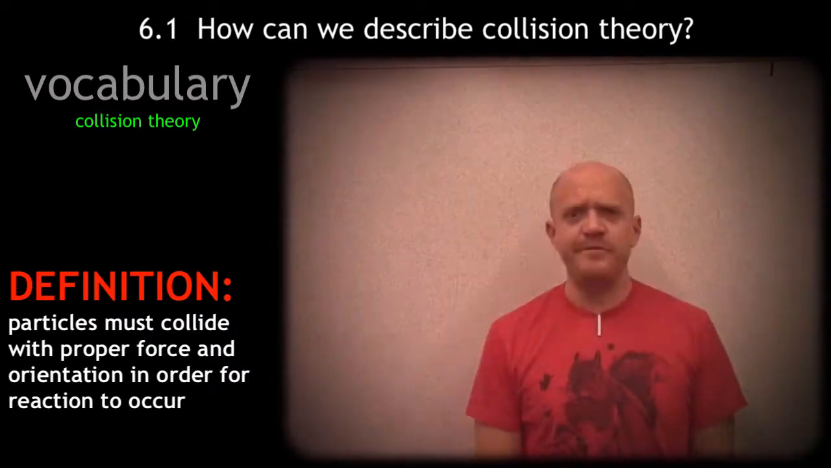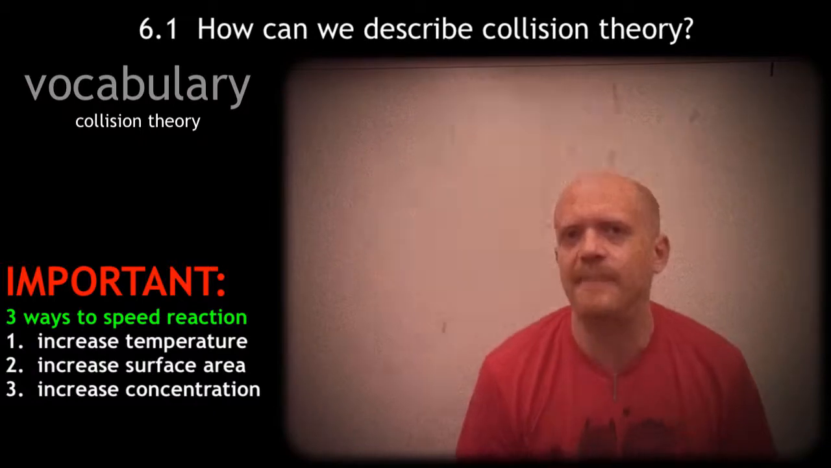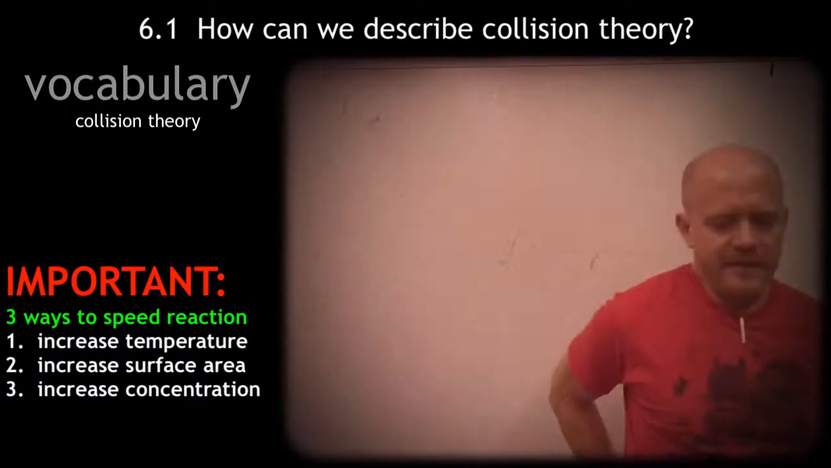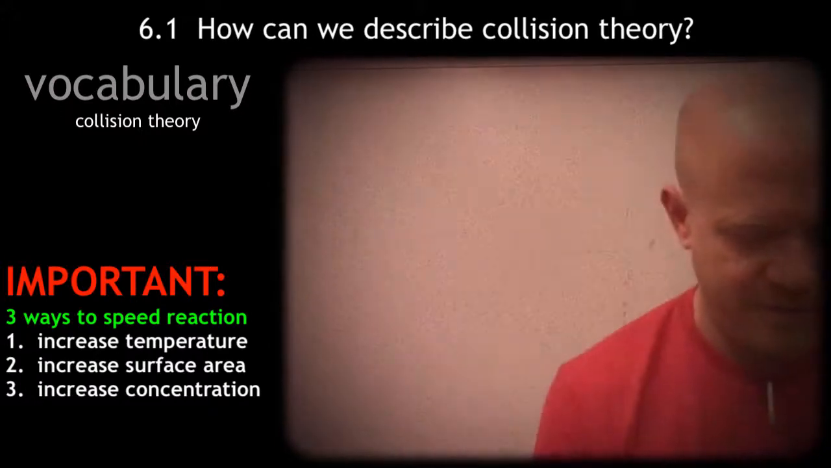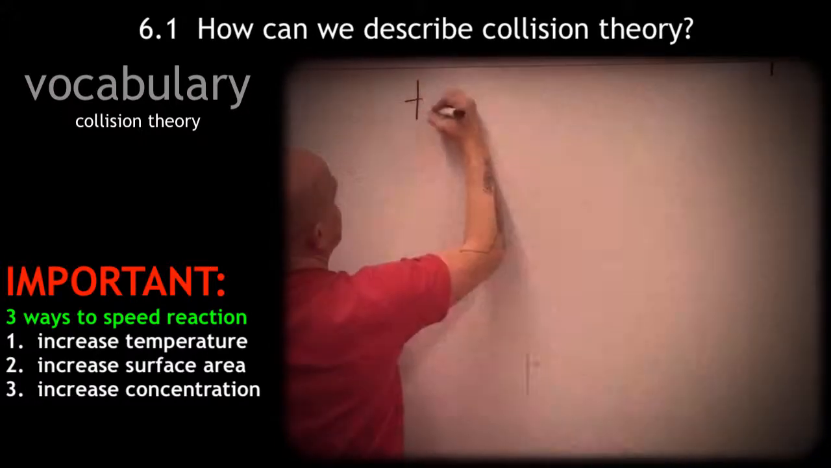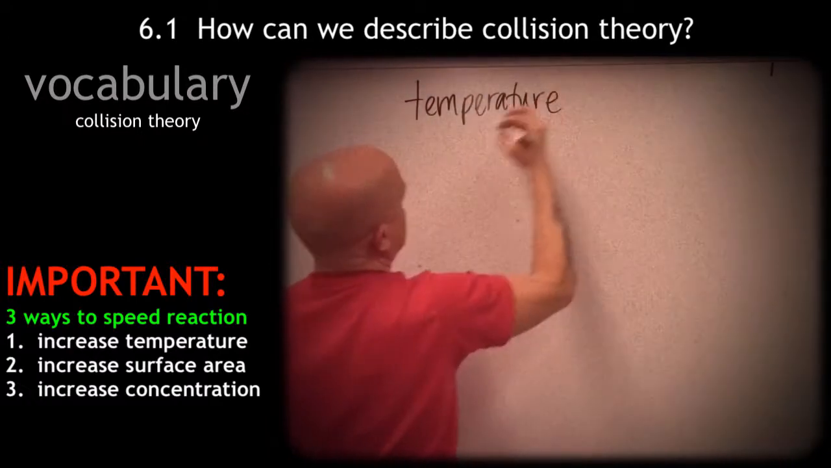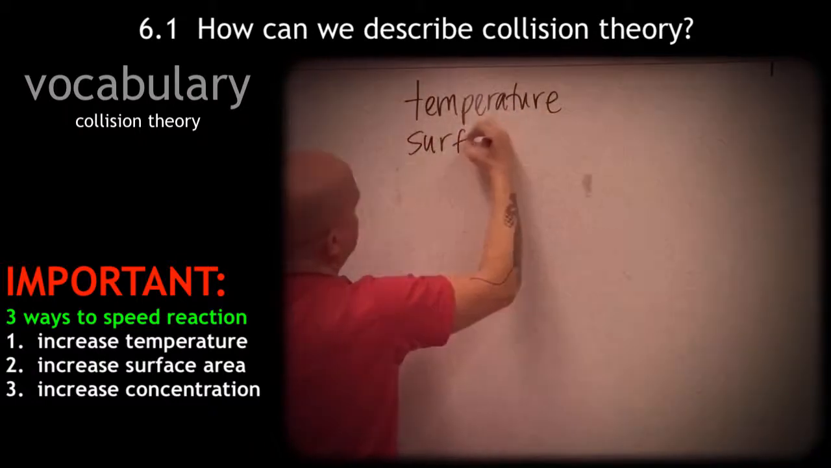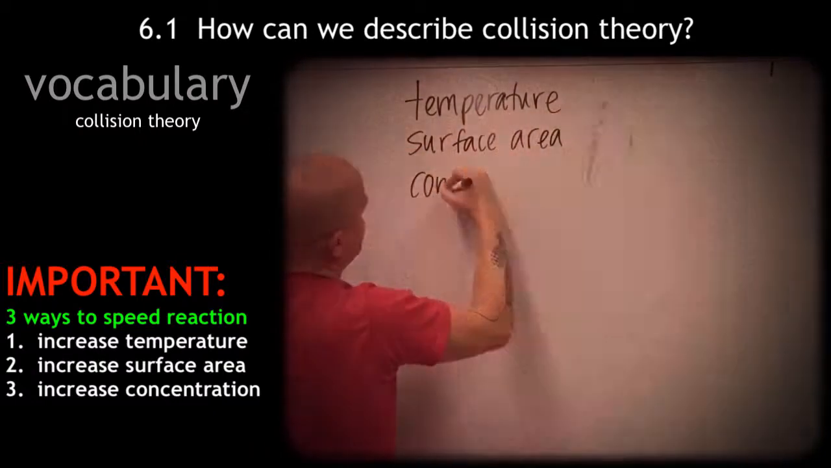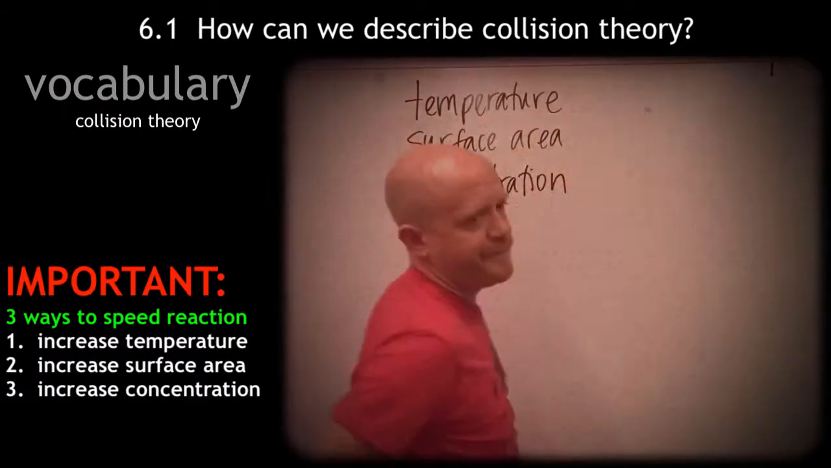Now, there's three ways that we can increase the rate of a reaction. And we've actually done a lab that relates to this, and we talked a little bit about this, but there's three things that we can do to a reaction. We can adjust temperature, we can adjust surface area, and we can adjust concentration.